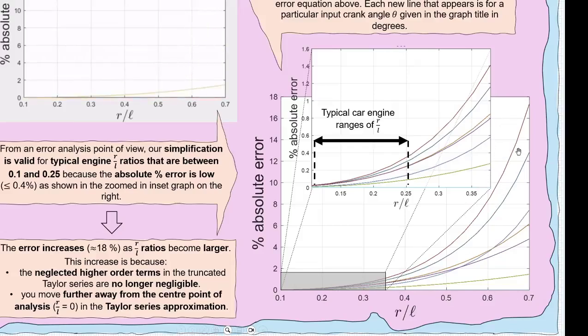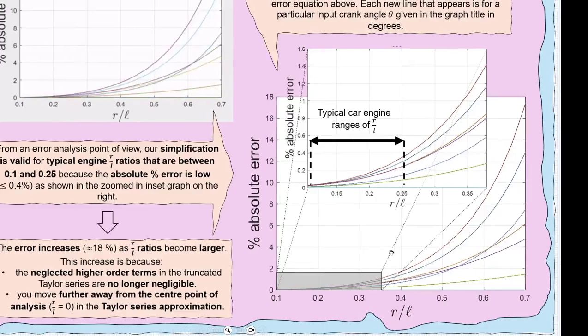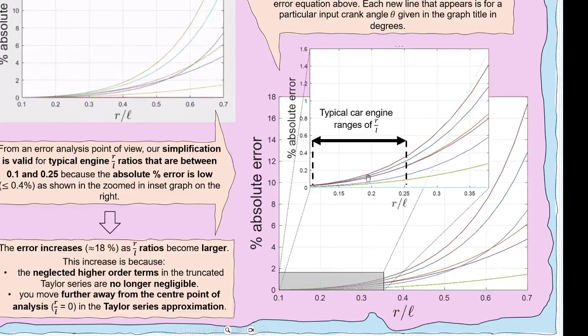The reason for this is that we can no longer neglect those higher order terms because they no longer are negligible and they actually have sizable contributions to the Taylor series expansion. And furthermore, the further away we are from the center point of analysis for the Taylor series approximation, the greater our error becomes. In this case, our center point for the analysis was an R/L value of 0. So as we increase away from that, you can see the error drastically increases. Knowing this helps us understand whether or not we can make certain approximations and what kind of error we can expect by using the simplified approximation.